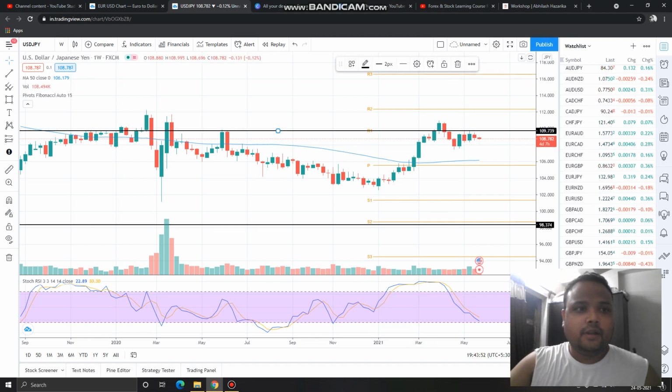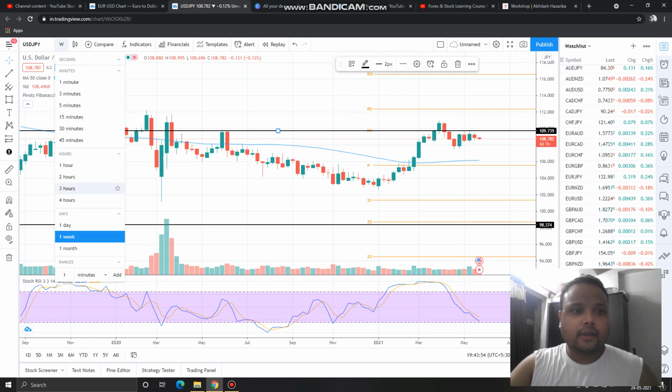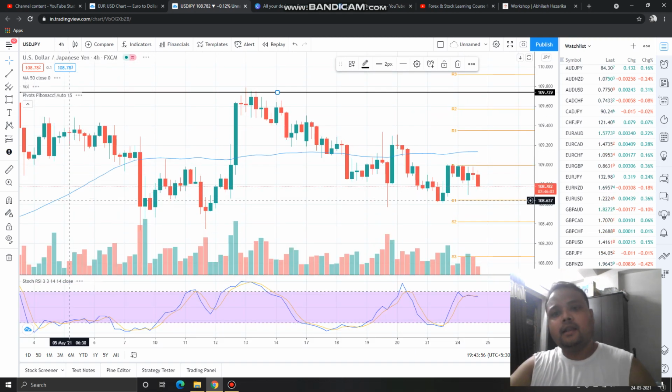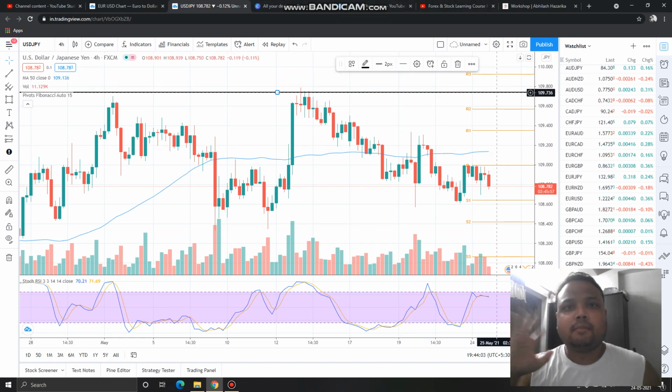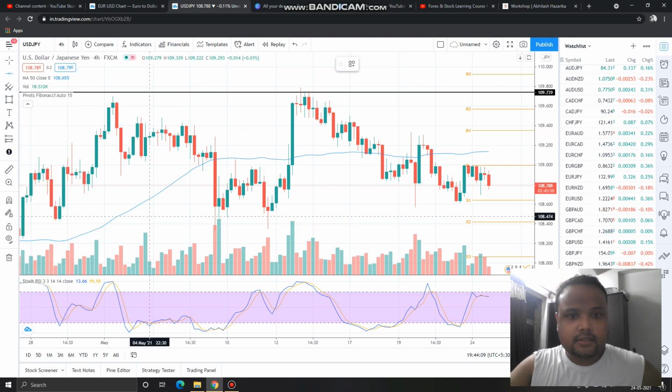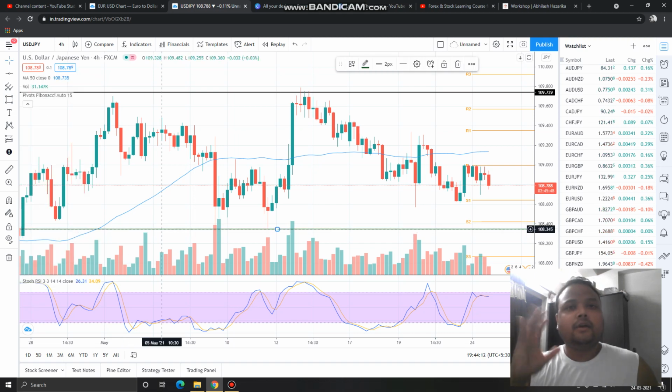So there is a good chance that whenever the market goes up, if bulls fail to take the market upward, then the market will definitely reverse and you can easily short the market. So this is the resistance and this is the support. Hopefully you have got the idea right now of how you need to trade.